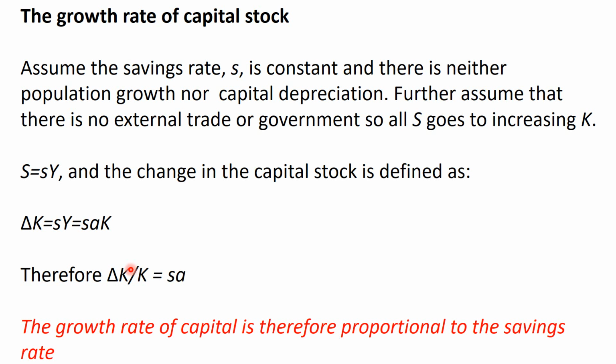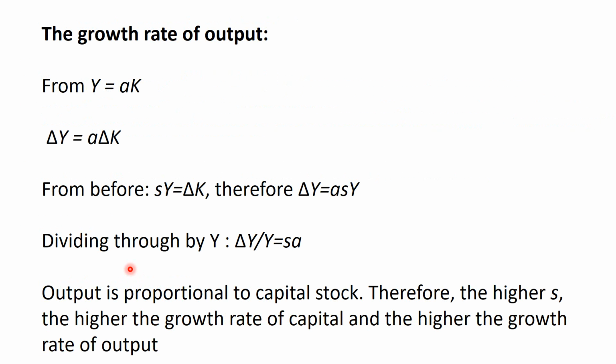We now need to make the link between changing the savings rate and the overall output growth rate. The overall growth rate of output, to work out what that is, we take the production function, and from the production function we can see that if we're thinking about how output is changing, output changes because capital stock changes for a given marginal product of capital.